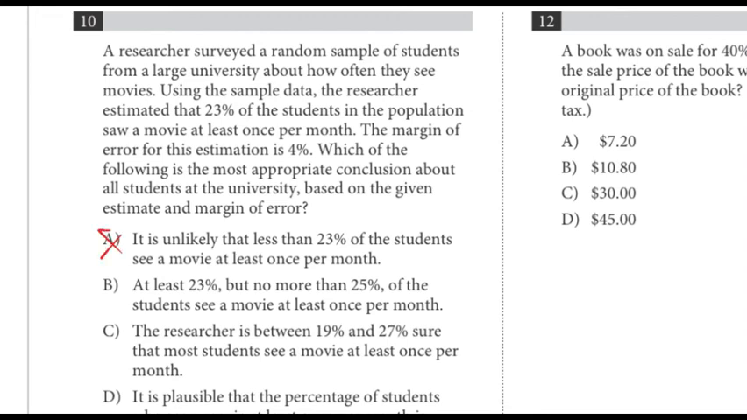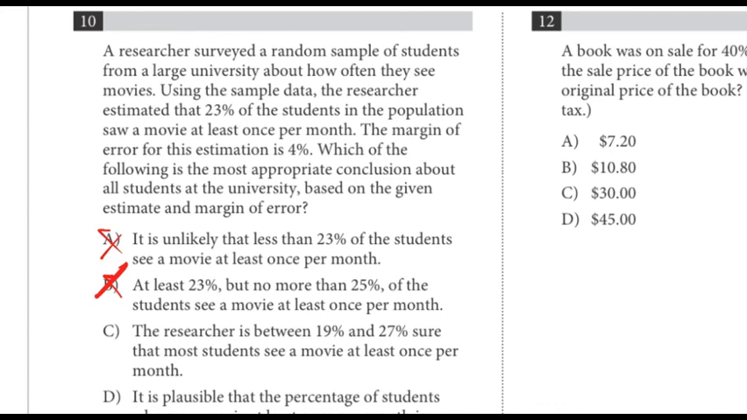Let's go to B. At least 23%, but no more than 25% of the students see a movie at least once per month. Well, that can't be the answer either. It's 23%, with a 4% margin in both directions. If we went 4% in both directions, it looks like it's going to be answer choice C. So answer choice B is out.